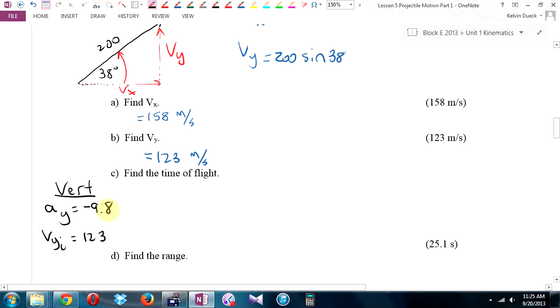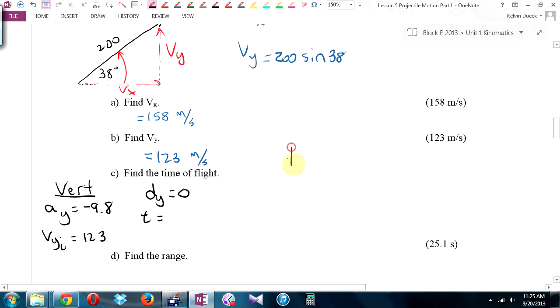What else do I know? I need 3 things to find the 4th. Well, someone has told me that my vertical displacement is 0, and that works. We're trying to find t. Put your pencils down once you've written that down. This method is perfectly fine. Which equation has A, V initial, D, and T in it?